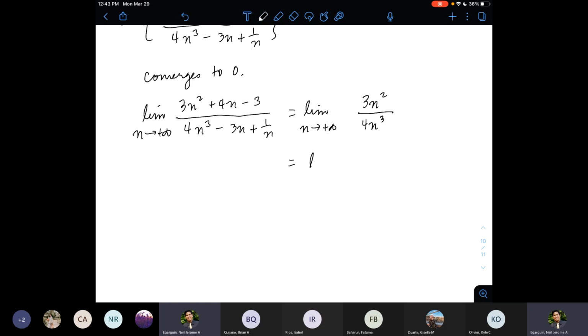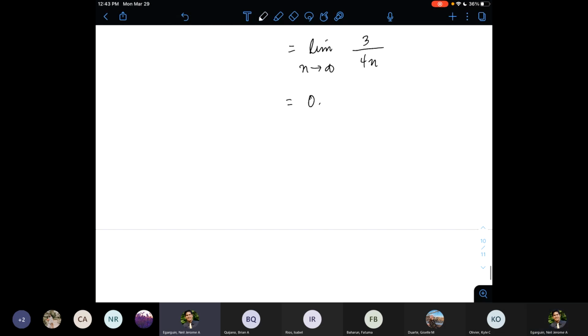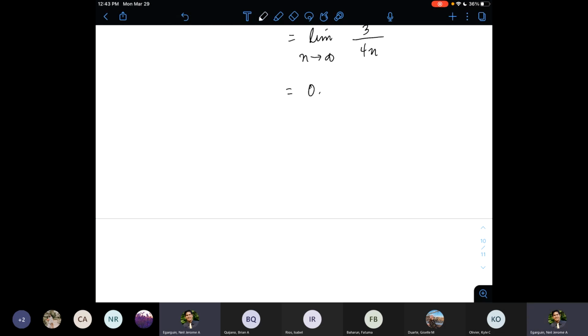And then we can cancel some of the n's. So this will be 3 over 4n as n approaches infinity. But here you have a constant 3 on top, and something that goes to infinity in the denominator. So this will definitely go to 0. Okay, so there are several ways to do it. So let's try this one.